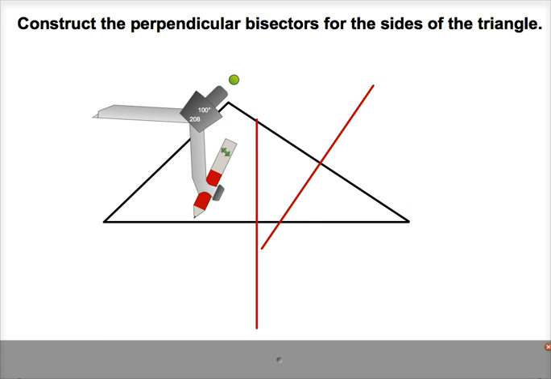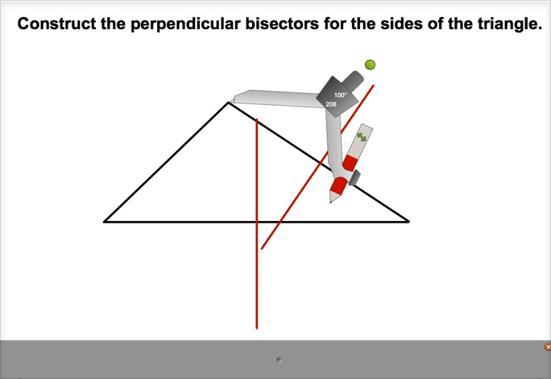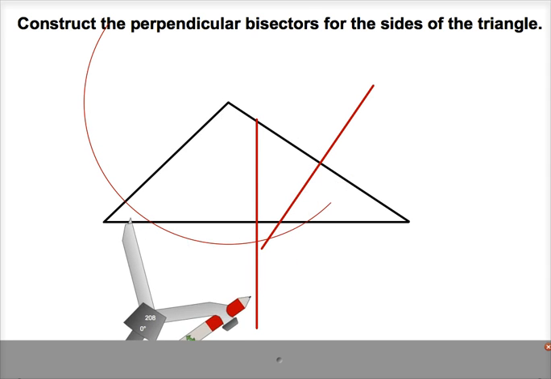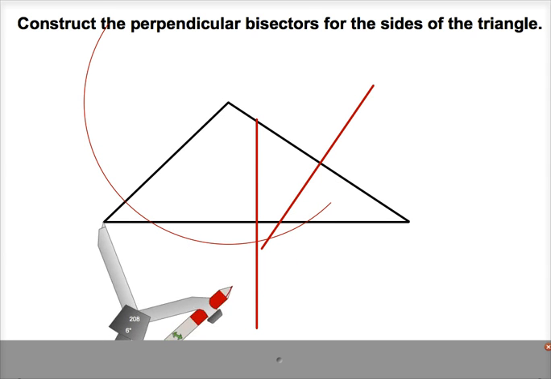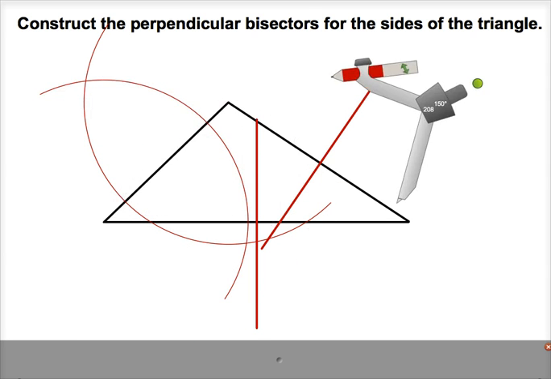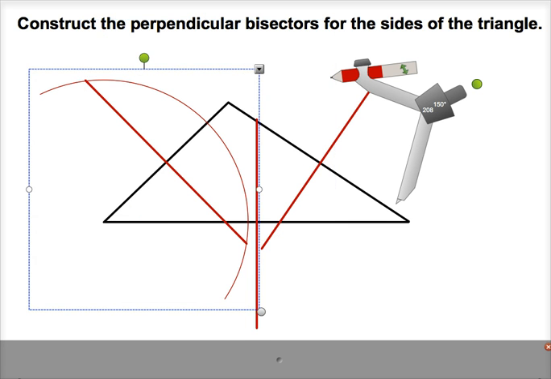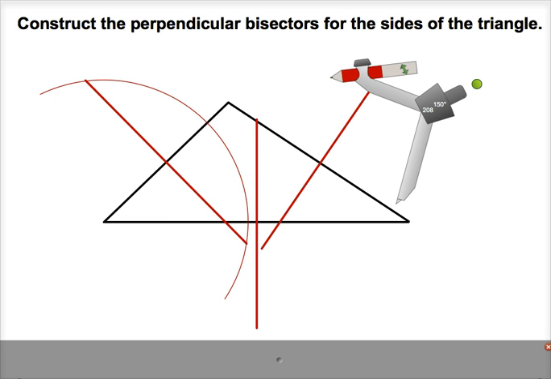I still need to do the perpendicular bisector for the top left side. So if I put the point of my compass there, and swing my arc, and repeat that from the other side, I know that my perpendicular bisector will connect the two intersection points. And just like before, to make it look not quite so cluttered, I'm going to erase the arcs that I drew. For some reason, this one won't quite erase, so we'll leave that one in there.